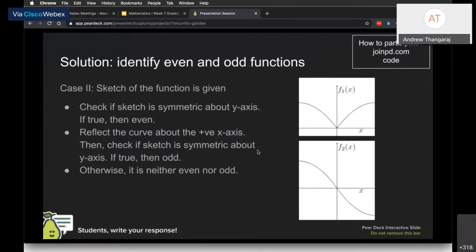Okay, so that's the solution. Hopefully this was clear. So if the sketch is given, this is how you do it. If the function itself is given, you simply put minus x instead of x and see if you get f of x or minus f of x.